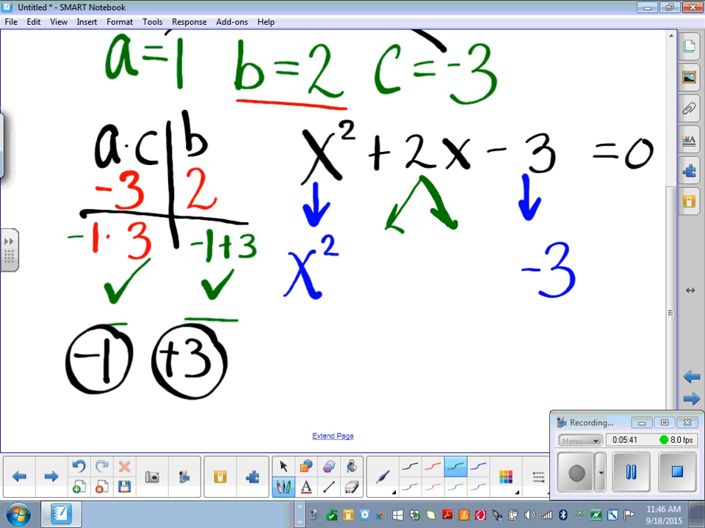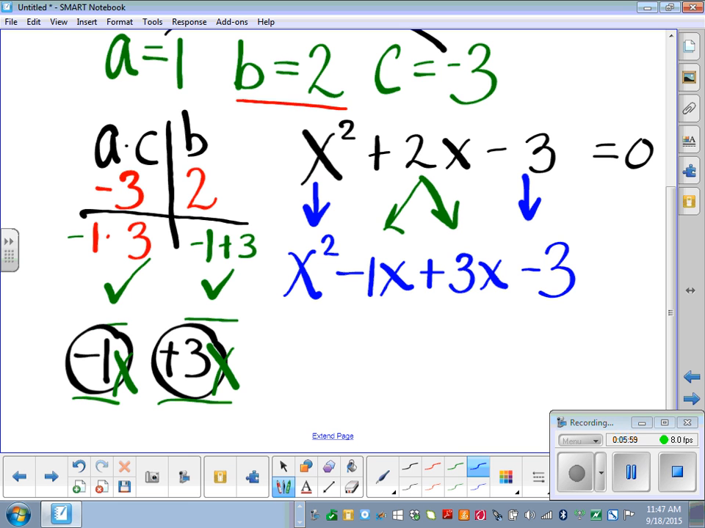So we're rewriting that middle term as our 2 factors. Don't forget that you're rewriting those factors with x's, because this is positive 2x. It doesn't matter the order, so negative 1x and then plus 3x. I just put in the 2 factors that I found, and then you group the front 2 terms, and you group the second 2 terms.